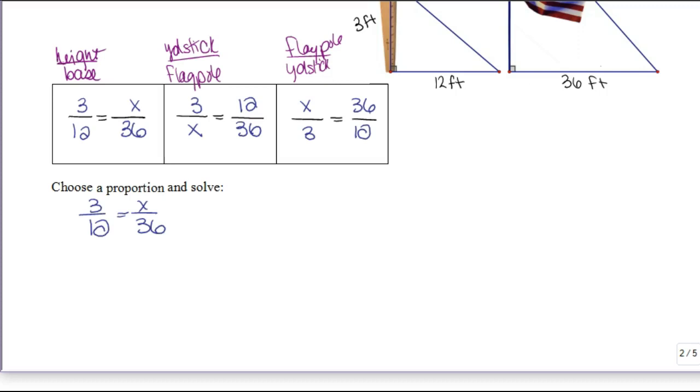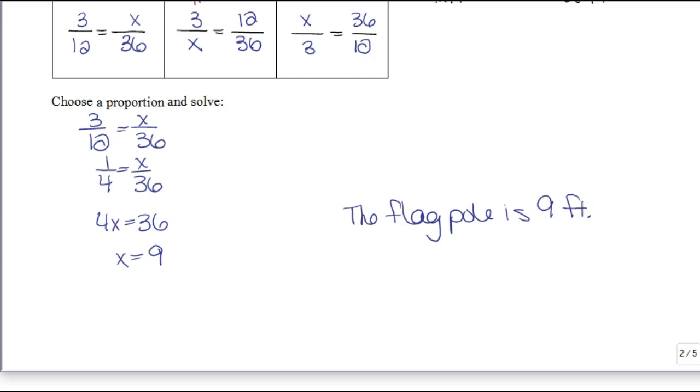I picked the first one. I tend to simplify my fractions before I move on. And the answer is the flagpole is 9 feet. Let's take a look at the next question.